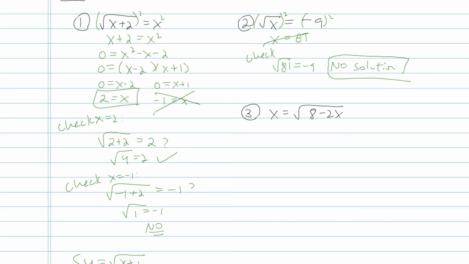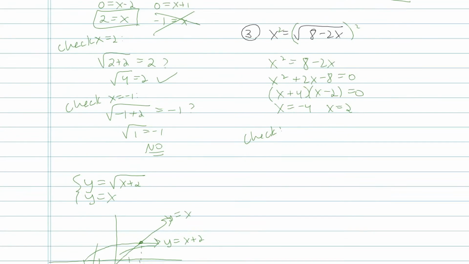Let's try number 3. To undo that square root, I'm going to square both sides. So I have x squared is equal to 8 minus 2x. Now I'm going to get it all into standard form, meaning add 2x to both sides, subtract 8 from both sides so that it's equal to 0. And then if I'm lucky, this thing will factor. Nice. So my solutions, I think, are x equals negative 4 and x equals 2. Now that's from the zero product property. But I'm starting to see that there are some weird answers that are possible.